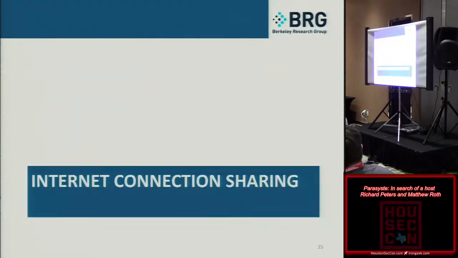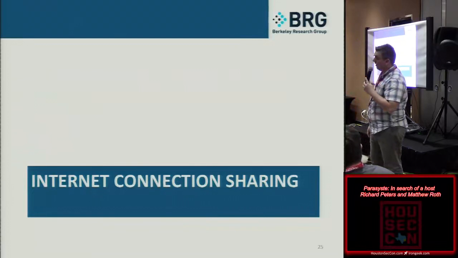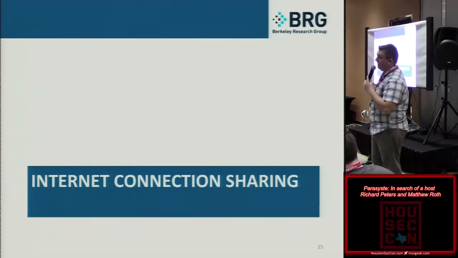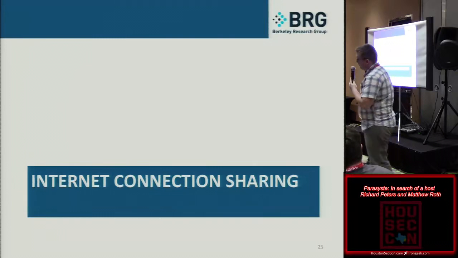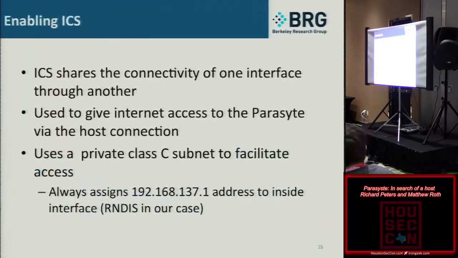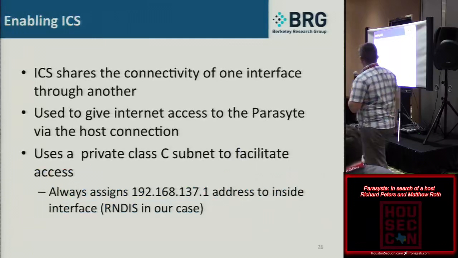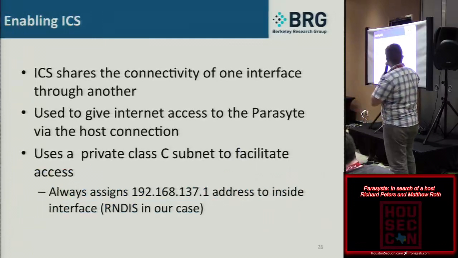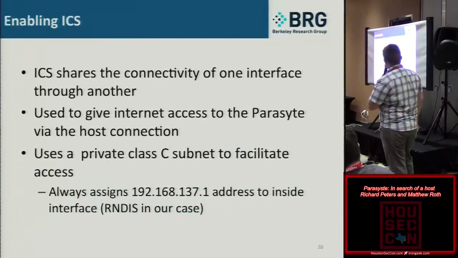And next is internet connection sharing. This is really important for our on-site work, because we want this thing to reach out. For example, we would use Richard's command and control server that's on Amazon. So this thing needs to be able to get out of its environment to the internet. And the way we do that is we force the host to share its internet connection with our RNDIS adapter. And the way we do that is, this is a little bit about ICS.